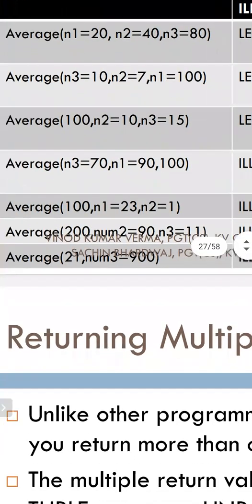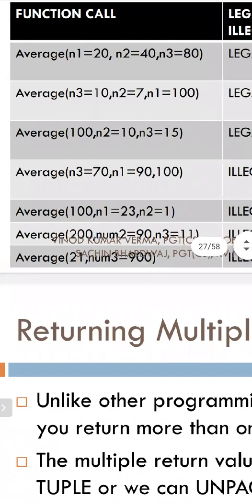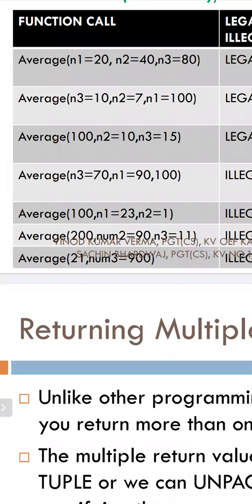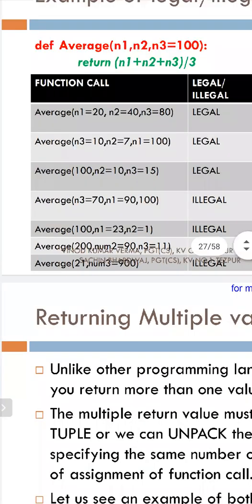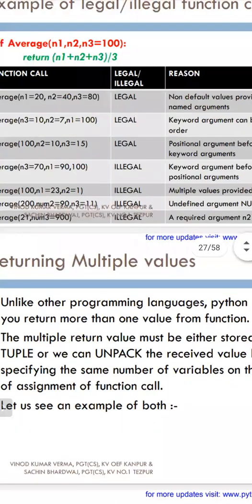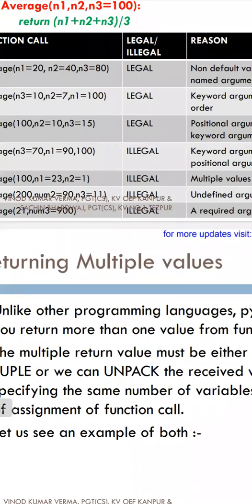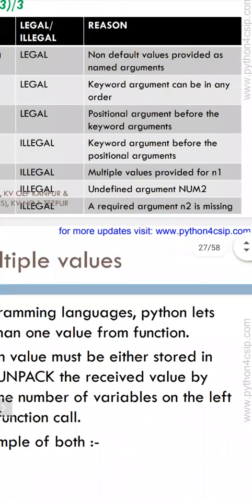Here, what you are asking: 100 comma n1 equal to 23, n2 equal to 1. But sir, it is illegal. Why? Both 100 and n1 equal to 23 are assumed to be the same variable, sir. I don't understand. Both 100 and 23 are assumed to be n1. Yes, we are passing n1 as 23, but in the call statement, for example n1 comma n1 comma n2, n1 will receive only one value. Again, we are passing n1 in the function call, so it is wrong. You can see the reason: multiple values provided for n1.